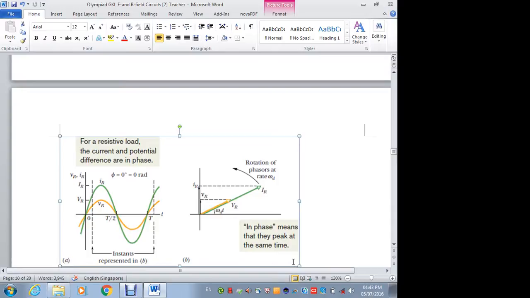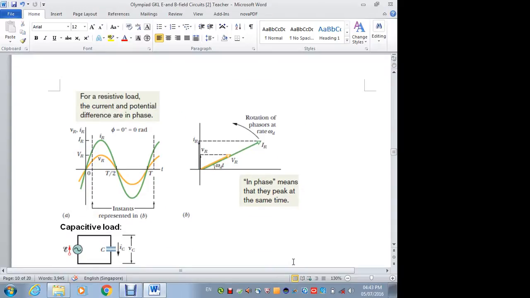If you draw a phasor diagram, it's easier to see. If you don't like a phasor diagram, then you can do this. You can see that V will change, and small i will change.